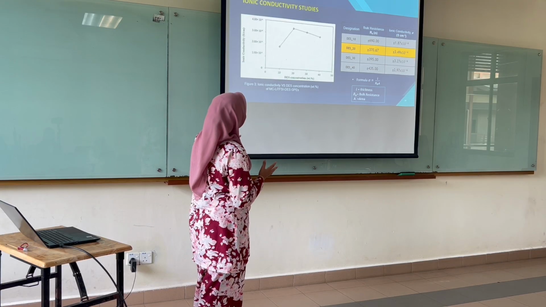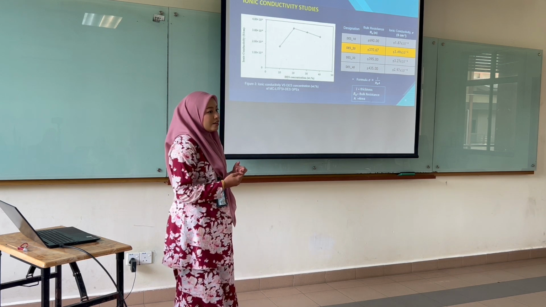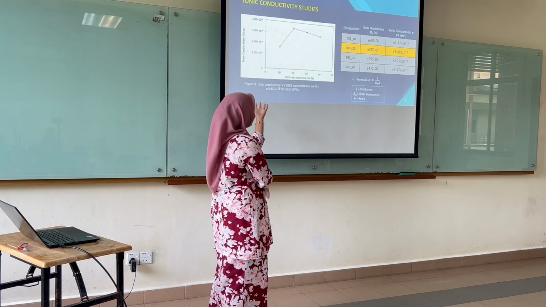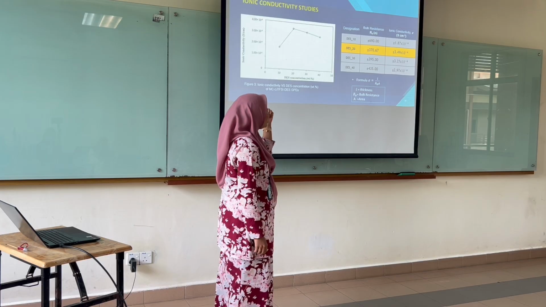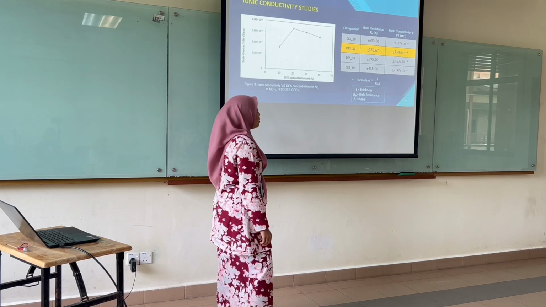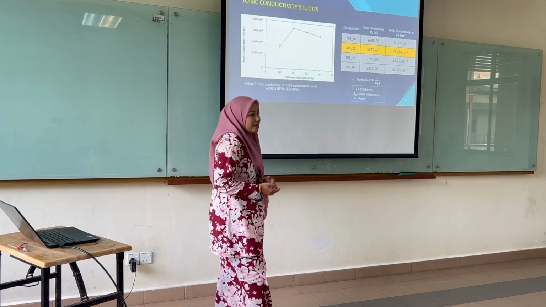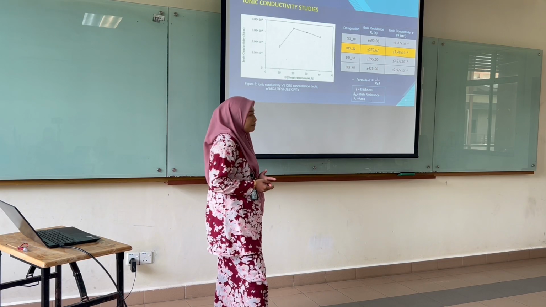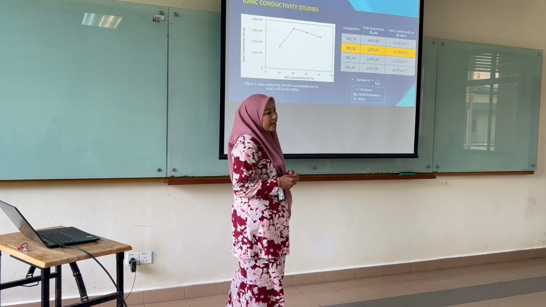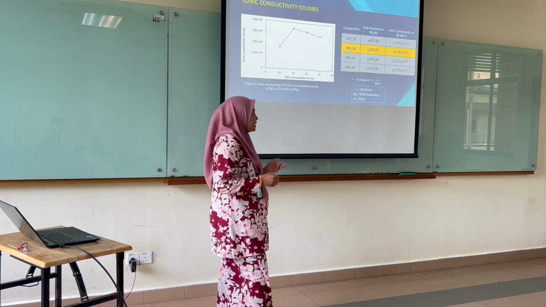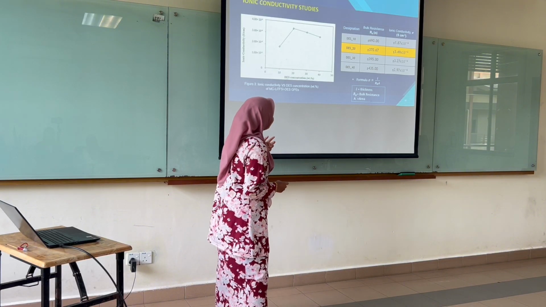Next, the results and discussion for the ionic conductivity studies. This figure shows the ionic conductivity versus DS concentration for all the samples. As you can see, the ionic conductivity increased from 1.87 × 10^-4 at 10% of DS to 3.49 × 10^-4 at 28% of DS. However, when DS was increased to 30 and 48%, the ionic conductivity decreased to 3.27 × 10^-4 at 30% of DS, and further decreased to 2.97 × 10^-4 at 48%.